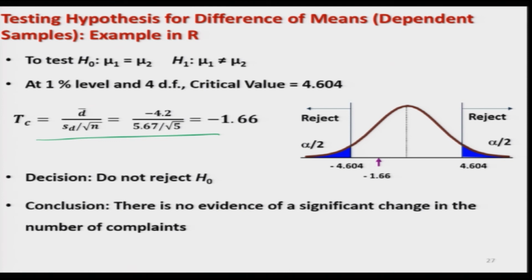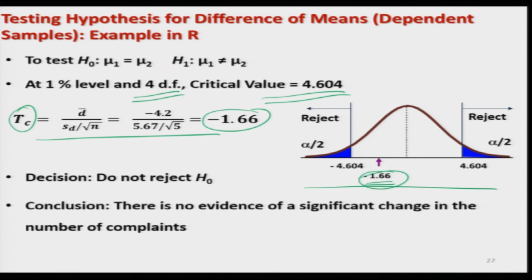If you take alpha equal to 0.01, the degrees of freedom are going to be n minus 1, that is 5 minus 1, 4, and the critical value can be obtained from the t table like this. Now you understand all these things. In this case the calculated value of the statistic comes out to minus 1.66, and the tabulated value is 4.604. So you can see this is lying somewhere here. So the conclusion is accept H naught, or do not reject H naught. That means there is no evidence of a significant change in the number of complaints after the training. So the training was not effective.